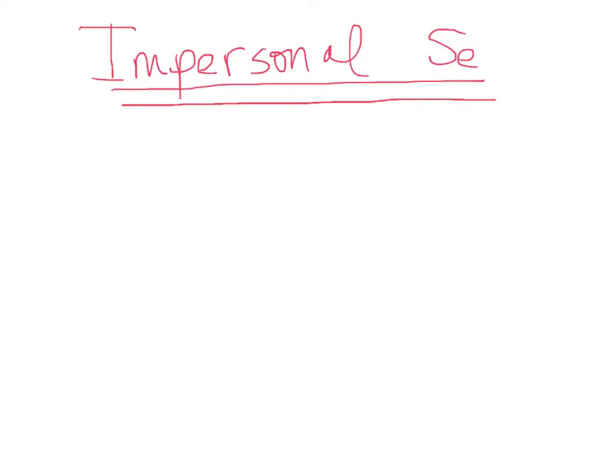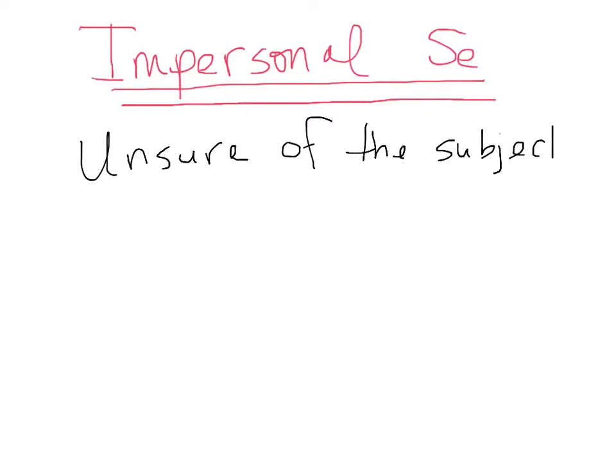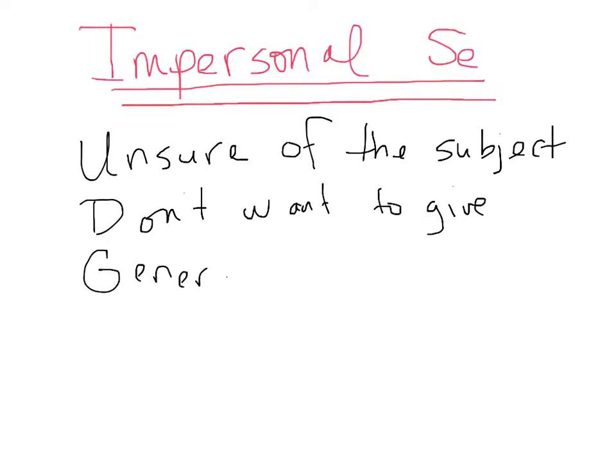Okay, kids, so today we're going to be talking about impersonal se and impersonal se constructions. Now, impersonal se is used specifically when you're unsure of the subject of a particular sentence, when you don't want to give the subject, or when you are making generalized statements. Impersonal se is used quite a bit in Spanish for a variety of different reasons.